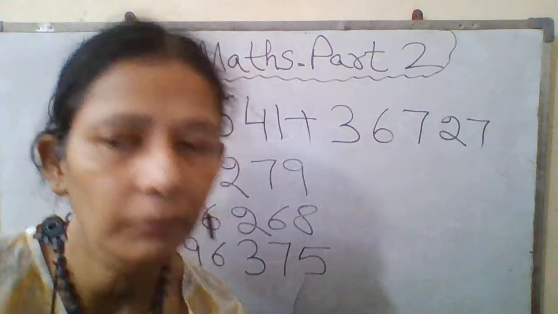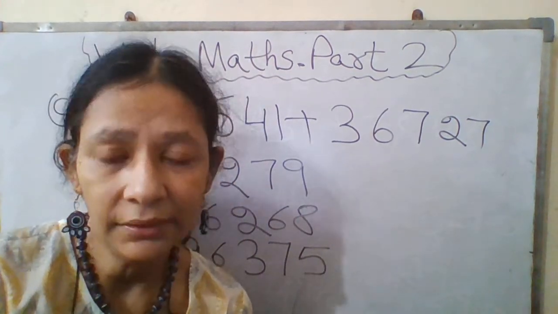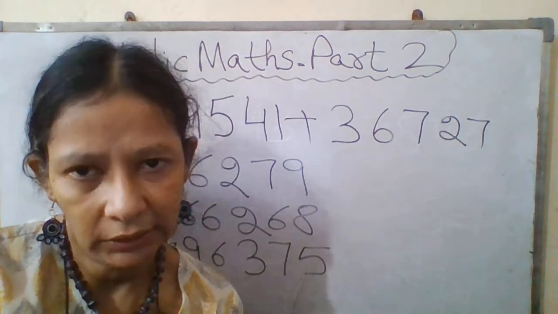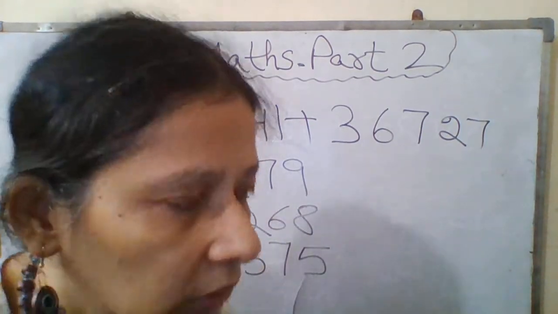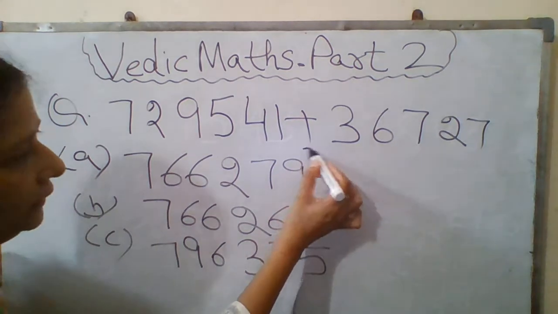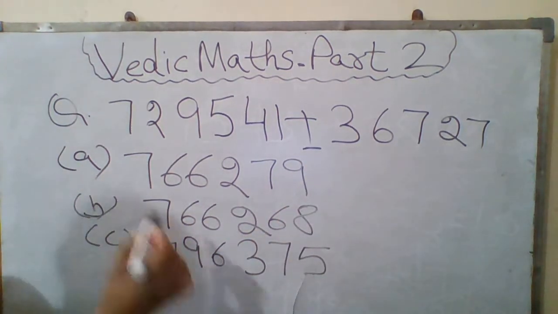Now, today you have to do sums on addition and subtraction, and I will show how you can apply the digital root in these sums. Now you see, this is the sum of addition. As you can see, this mark is here. Now you know how to find the digital root.